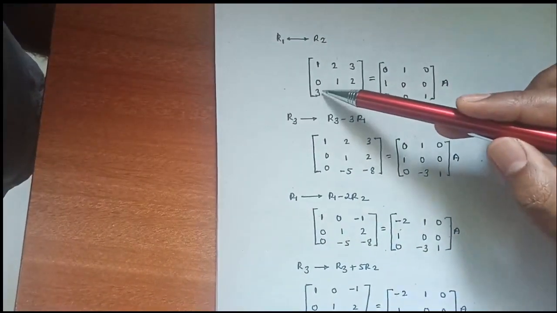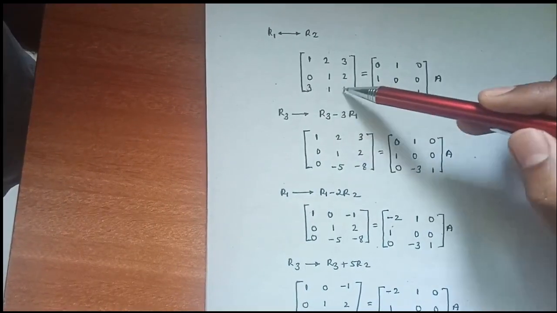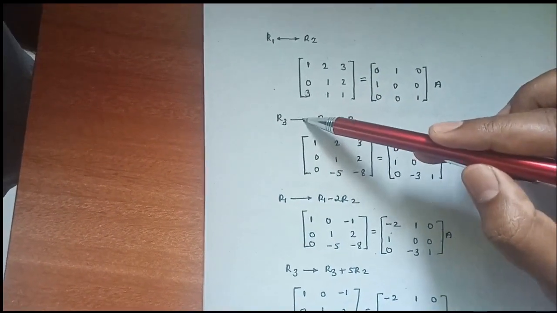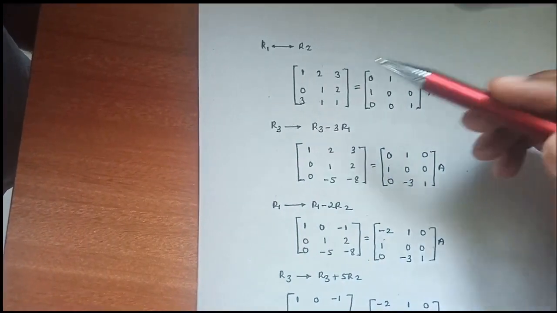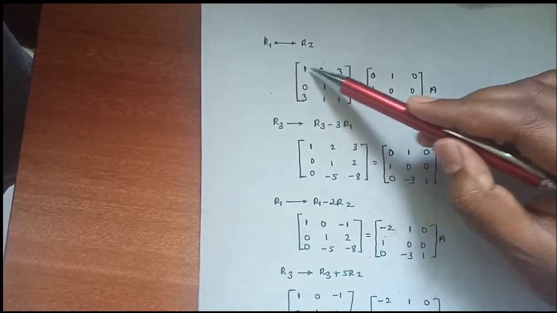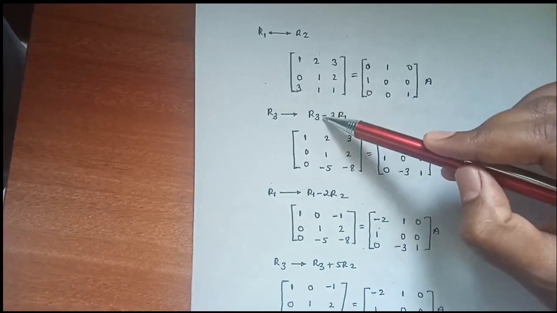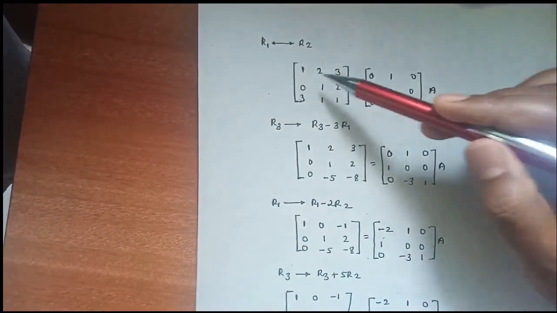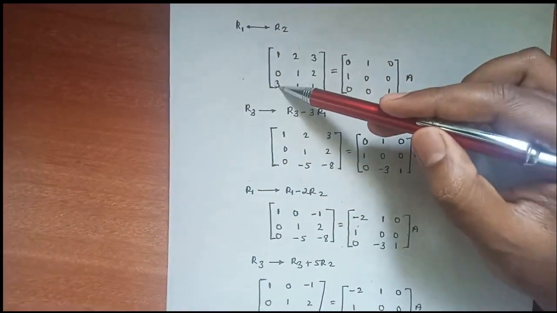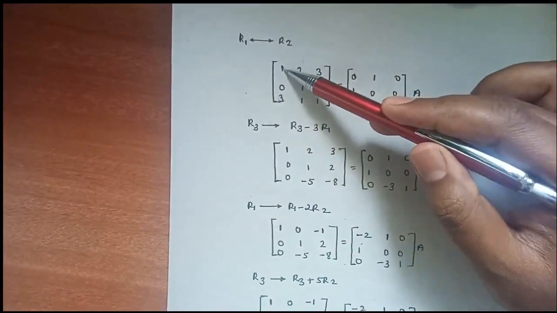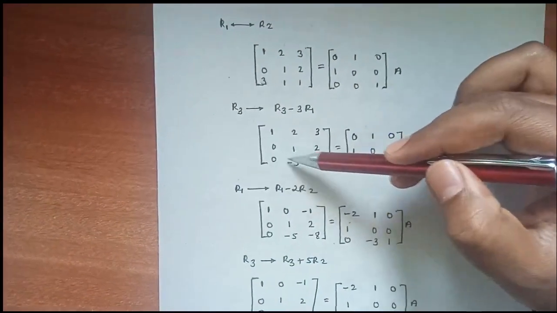Now this element I have to make 0. Which row am I changing? I am changing R3. So I have to do some calculation so that this element will become 0. How can we do it? If I multiply this row by 3 and then subtract from this one, that means R3 minus 3R1. That means you have to multiply R1 by 3 and subtract from R3. So here 3 into 1 is 3, and 3 minus 3, then our answer will be 0. Similarly do it here.